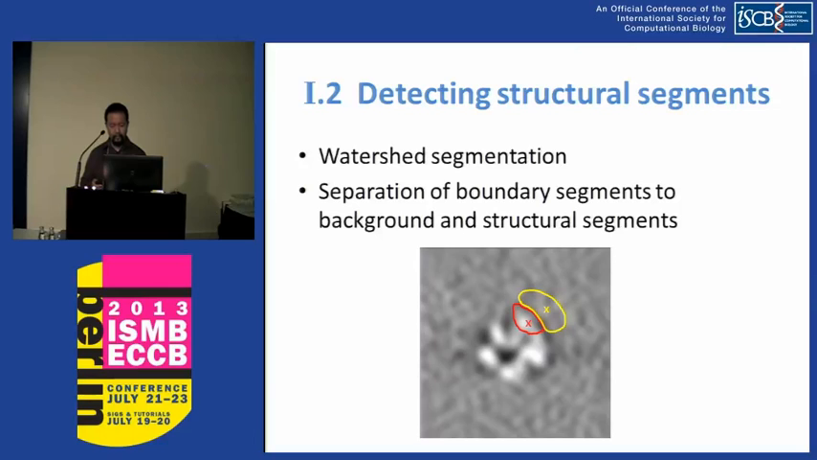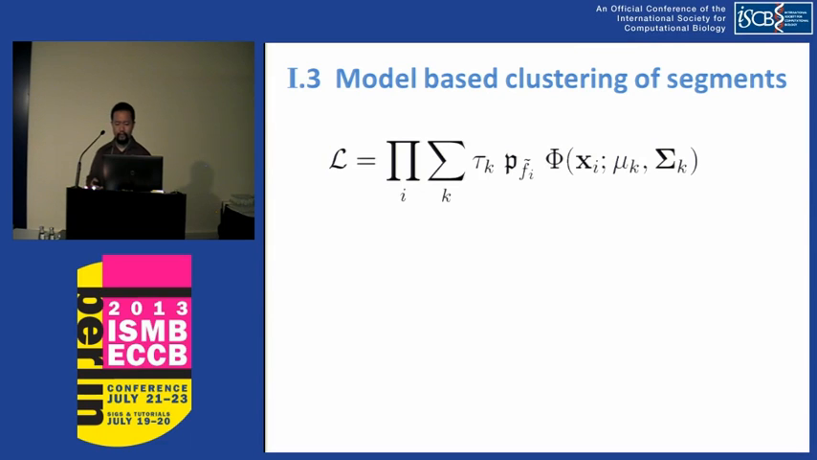And then we separate all those segments that touch the negative intensity surface into 2 groups, those structural boundary segments and those background boundary segments. And then we use such separation to find out the structural segments. And then we perform a model-based clustering of the structural segments.